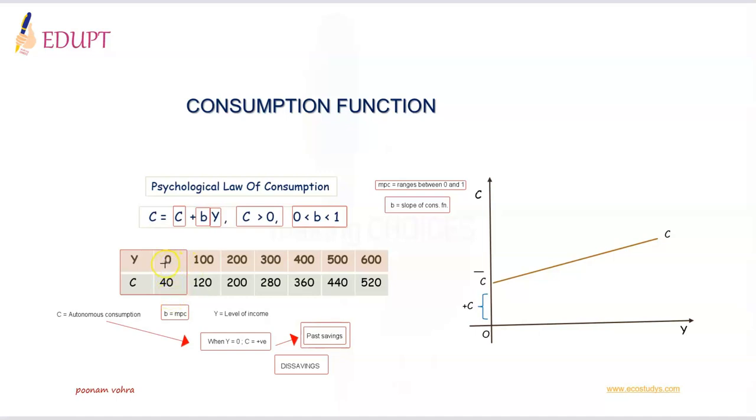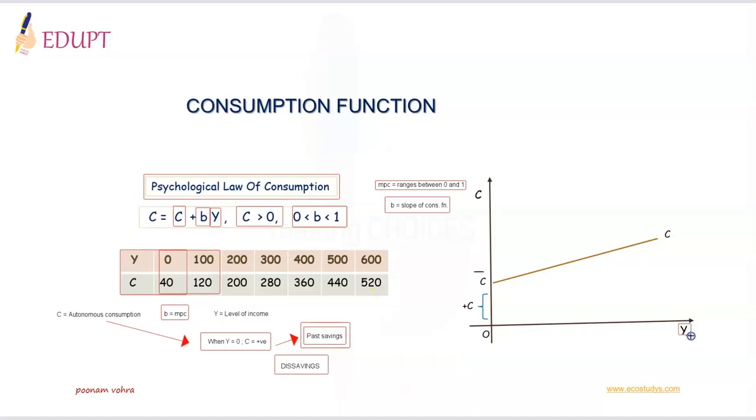Now when income increases from 0 to 100, consumption increases from 40 to 120, that is by 80. If you notice, when income is increasing by 100 in each case, consumption is increasing by 80 in each case. That means with increase in income, consumption also increases, but by less than proportionate amount. Exactly as explained by psychological law of consumption.